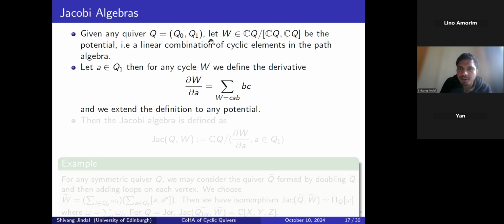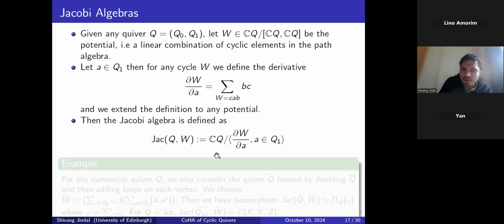A priori the potential can be a linear combination of cyclic elements, when this derivative is defined only for cyclic elements. Then the Jacobi algebra is defined as the quotient of the path algebra by the relations coming from these non-commutative derivatives. Let me give an example to explain what's going on.